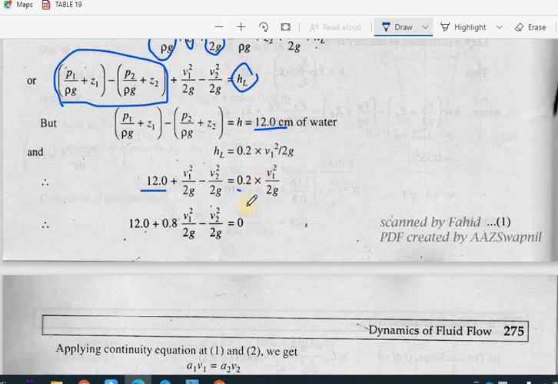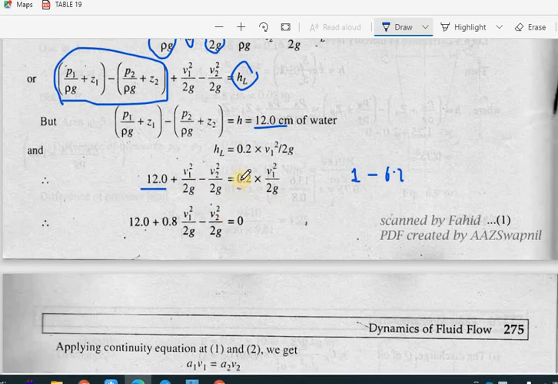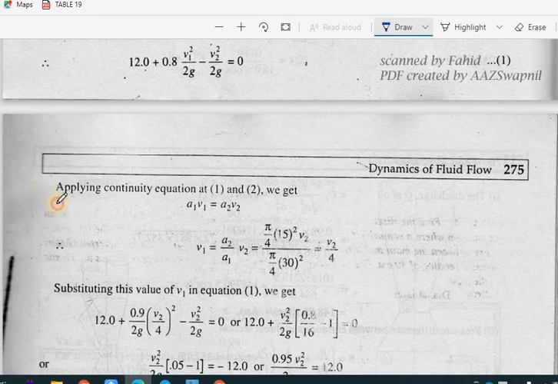After this we will keep V1 on the left-hand side. Suppose we are considering this as 1, so 1 minus 0.2 will be 0.8. So 0.8 V1 square by 2g on the left-hand side, minus V2 square by 2g. Now applying the continuity equation, we'll try to calculate V1 in terms of V2.